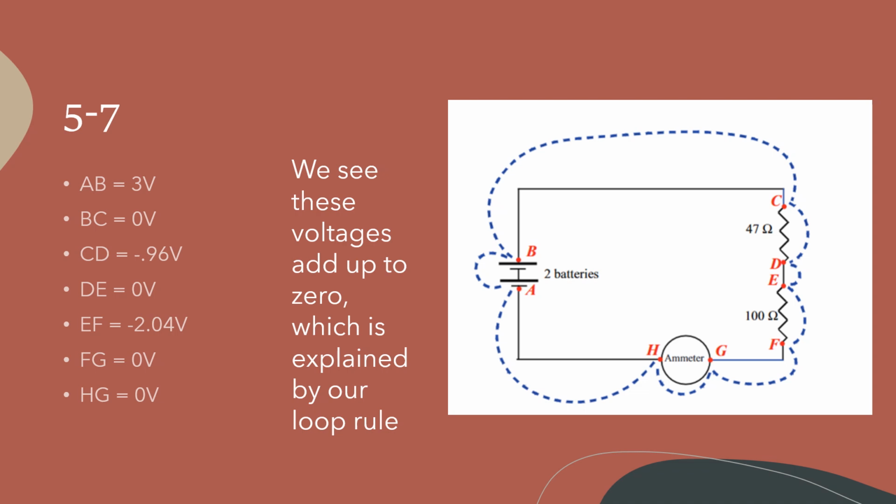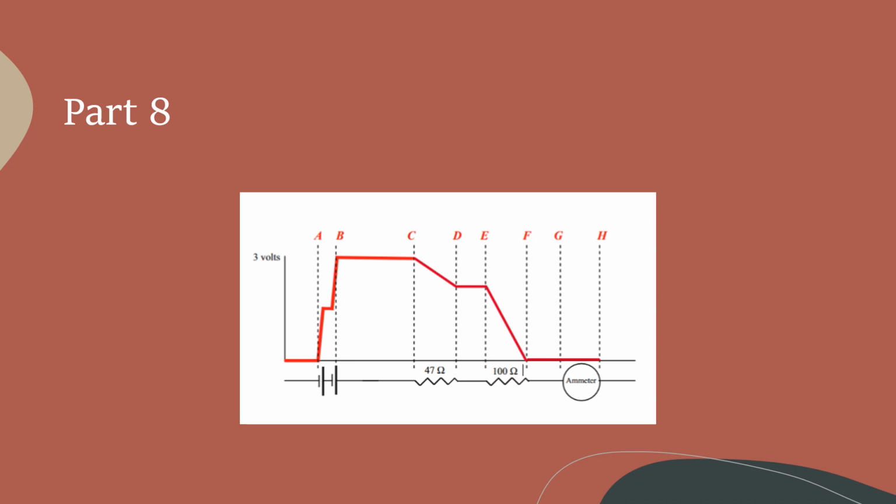Through this, we see that these voltages add up to 0, which is explained by our loop rule, as we see that if we go from point A all the way across to point H, we have completed a loop around the circuit. We put our results from part 7 into a graph, and as we see here, our results show the voltage drops to 0 as it goes throughout the loop.